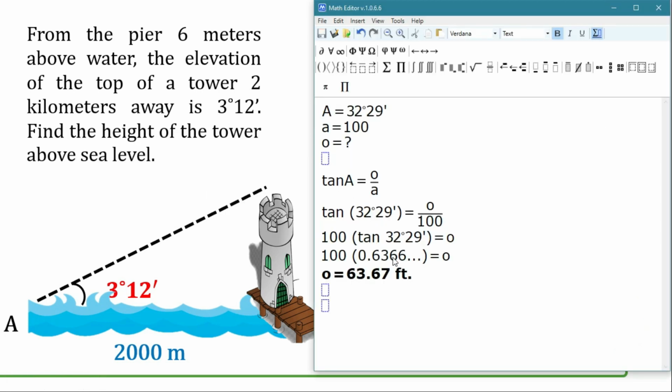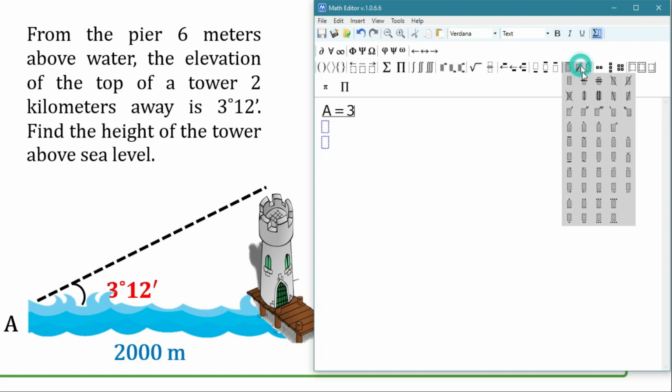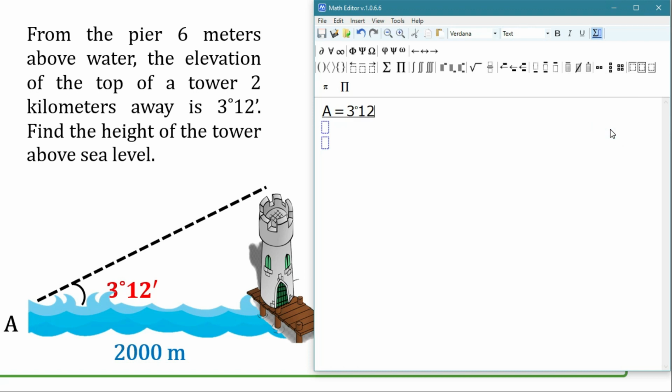So, let us first write the given. Yung given natin is actually angle A, that is 3 degrees and 12 minutes. And then, 2,000 would actually be our adjacent side because it is adjacent to the given angle A. So, that's gonna be 2,000. And we are actually looking for the height of the tower.